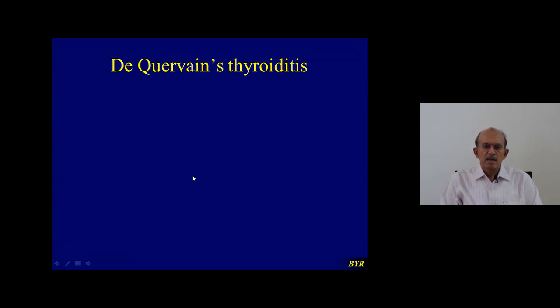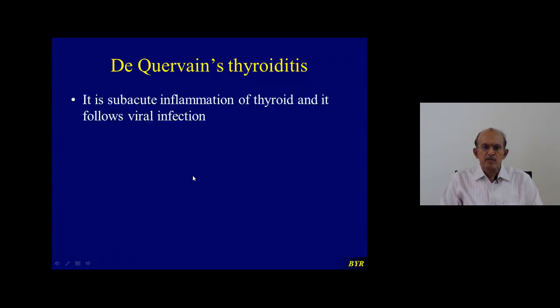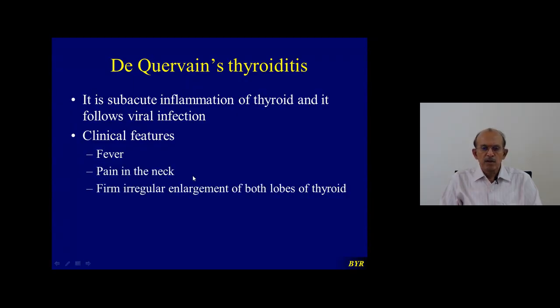The next is the De Quervain's thyroiditis. It is subacute inflammation of thyroid and it follows a viral infection. Now in this present corona pandemic, you can see some of the cases of this De Quervain's thyroiditis also. Clinical features: fever, pain in the neck, and irregular enlargement of both lobes of thyroid gland.